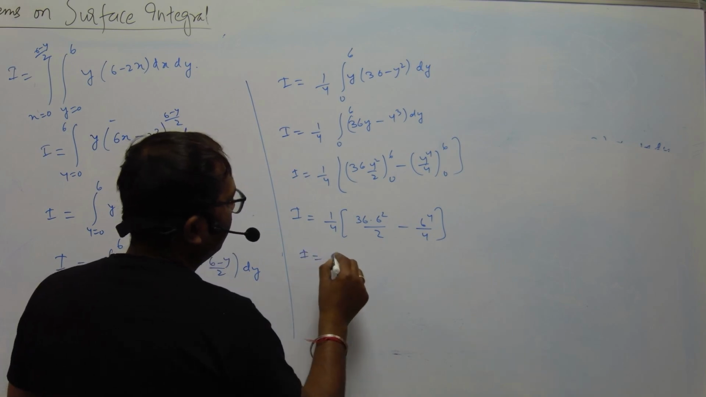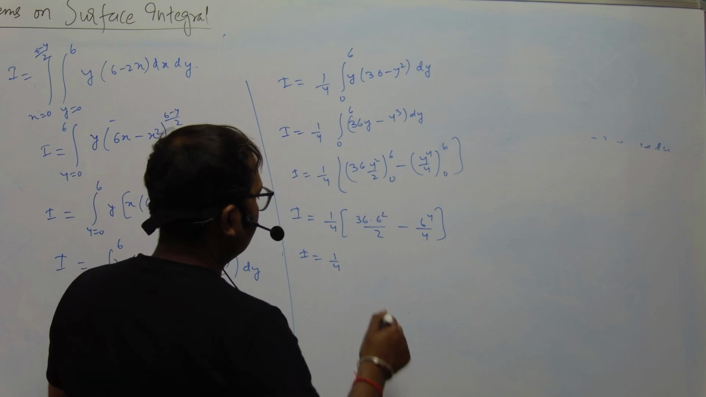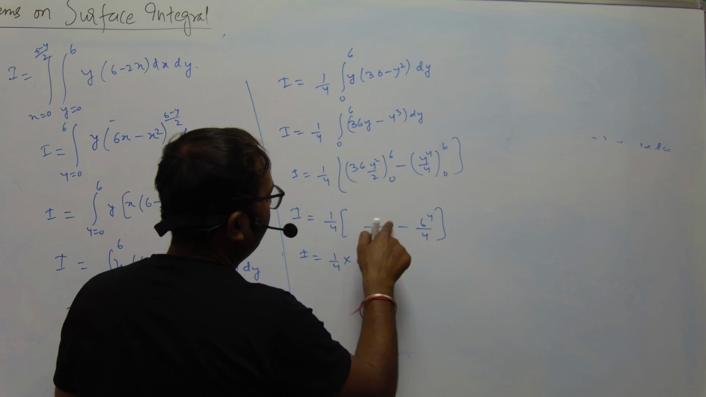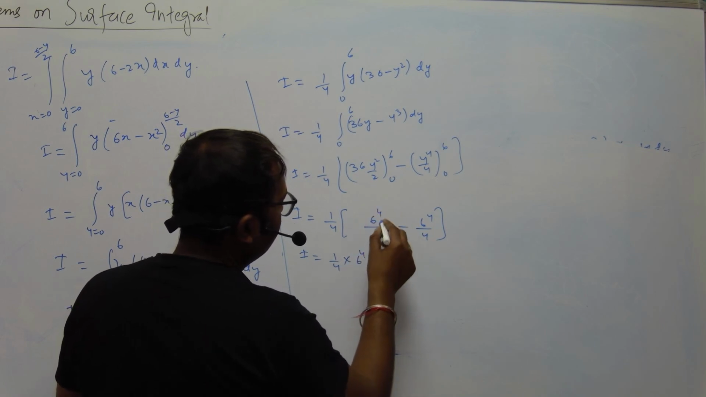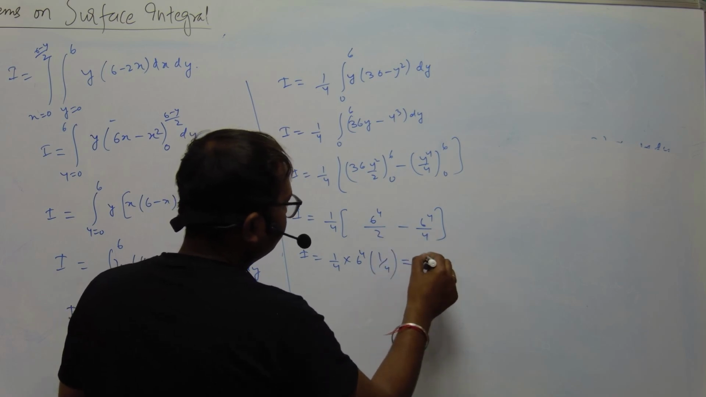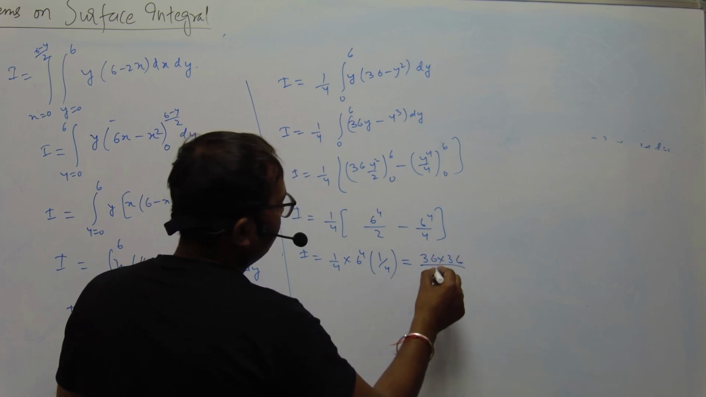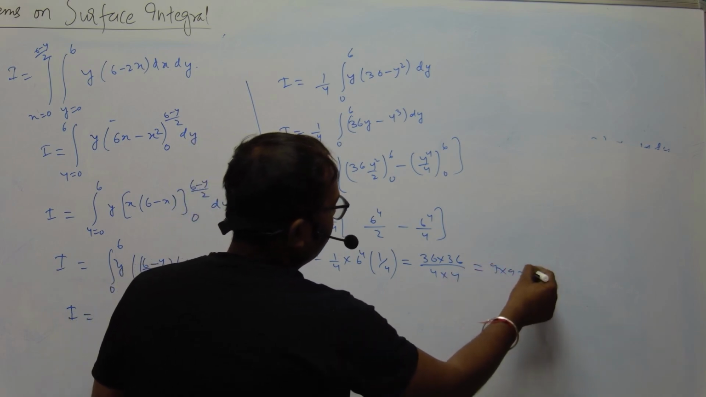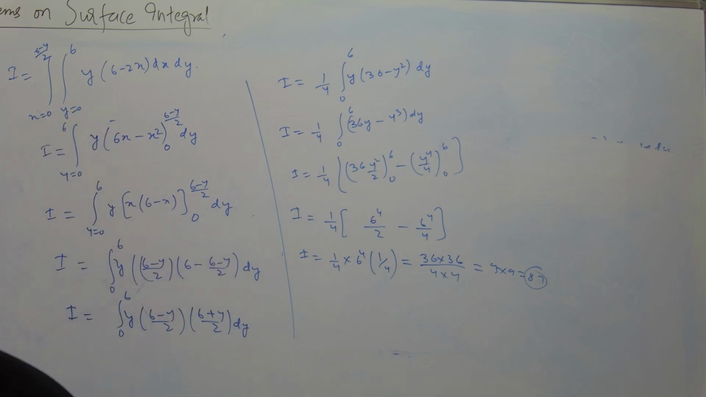I is equal to 1 upon 4. This is 36 and 6 square, so it is also 6 to the power 4. We can take 6 to the power 4 out, and this is 1 by 2 minus 1 by 4, which is 1 by 4. This is 36 into 36 upon 4 into 4, which is 9 into 9. Okay, so this is the solution of question number 3.